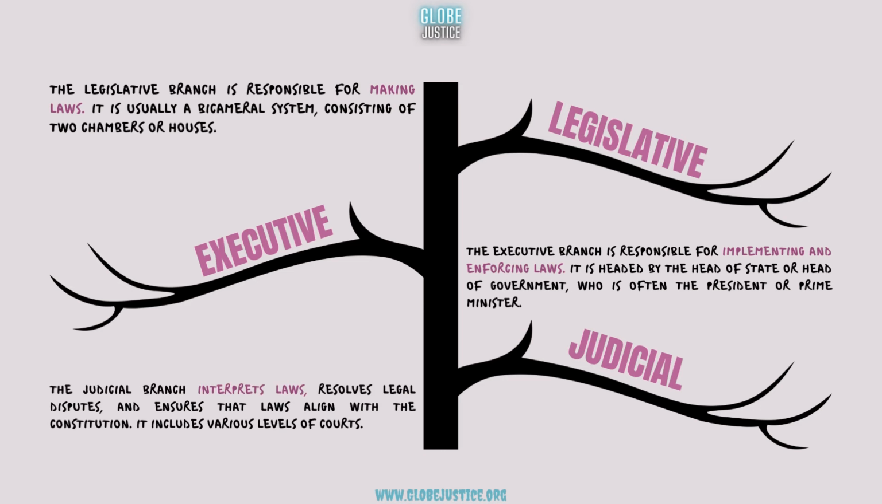The judicial branch interprets laws, resolves legal disputes, and ensures that laws align with the Constitution. It includes various levels of courts.